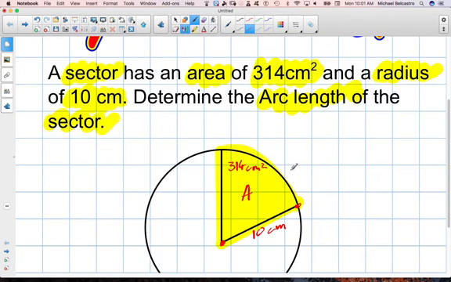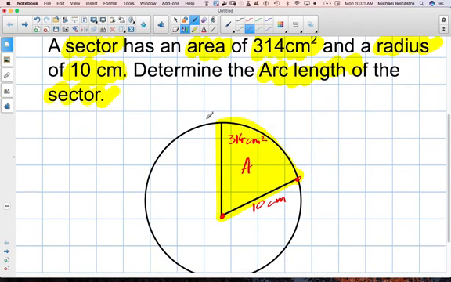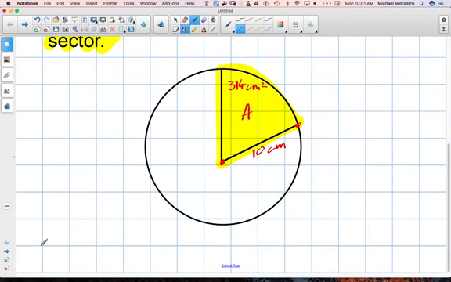Well, what is the arc length of this sector? We need to figure out what portion of the circle this sector is taking up, first of all. We then need to figure out what the circumference of the circle is, and then we take that portion and calculate the arc length of it. So there's quite a bit of work to this. The first thing we're going to do is figure out the area of the circle. So the area of a circle is pi times r squared.